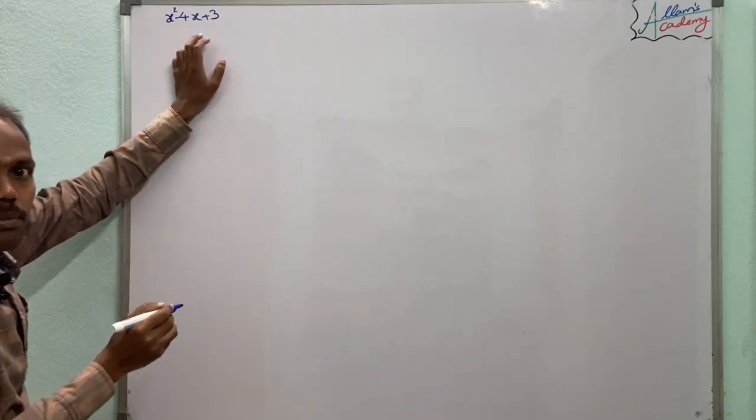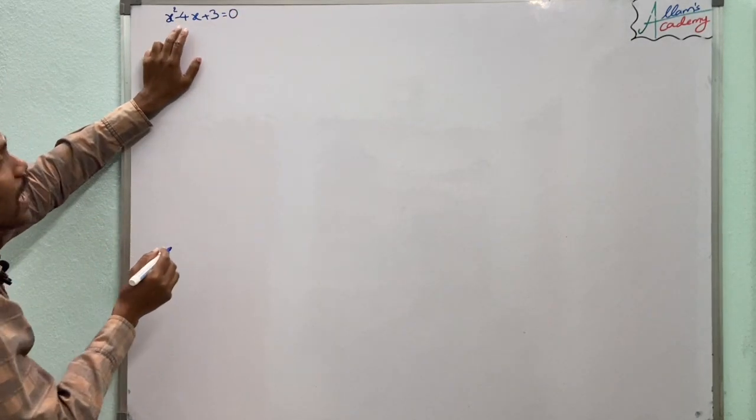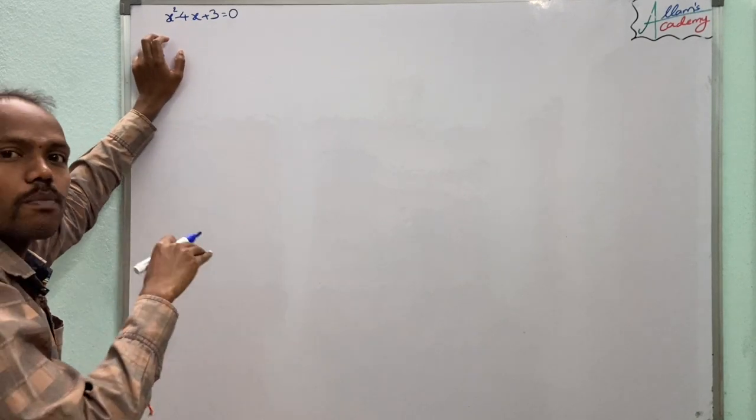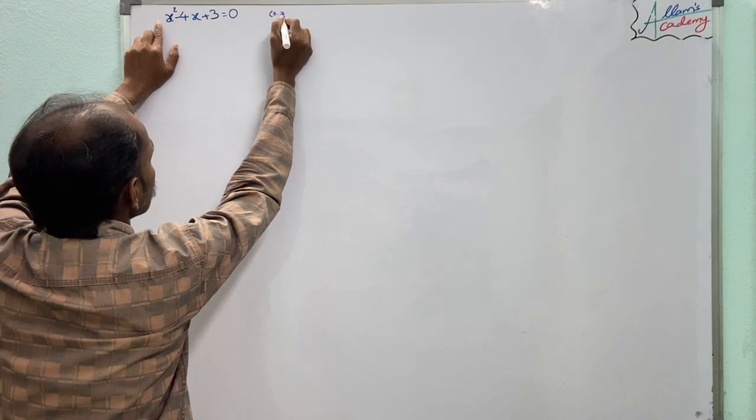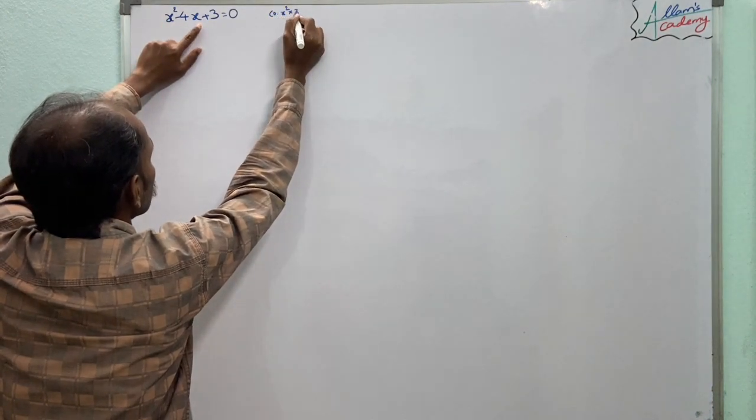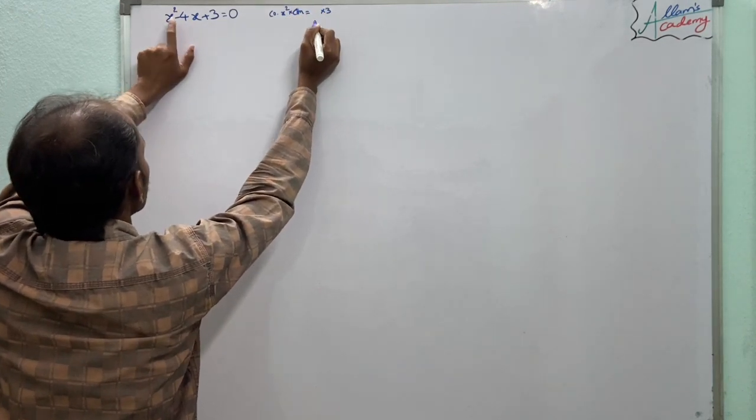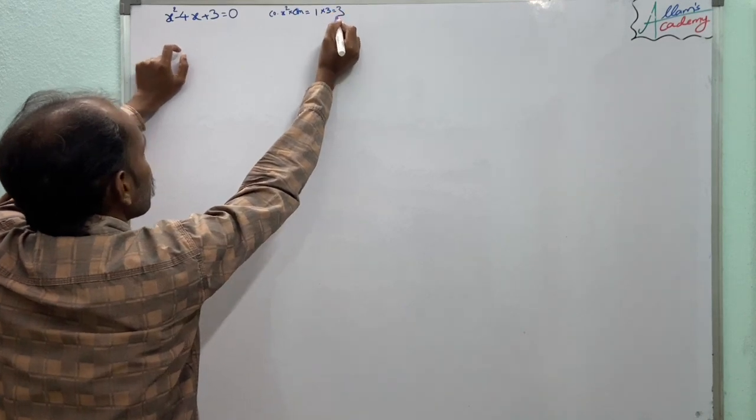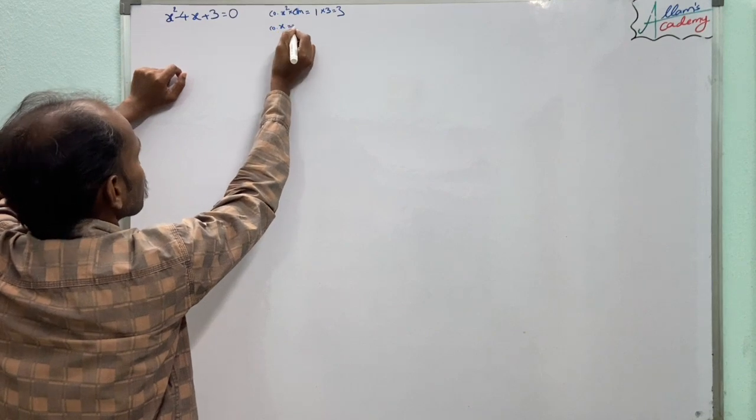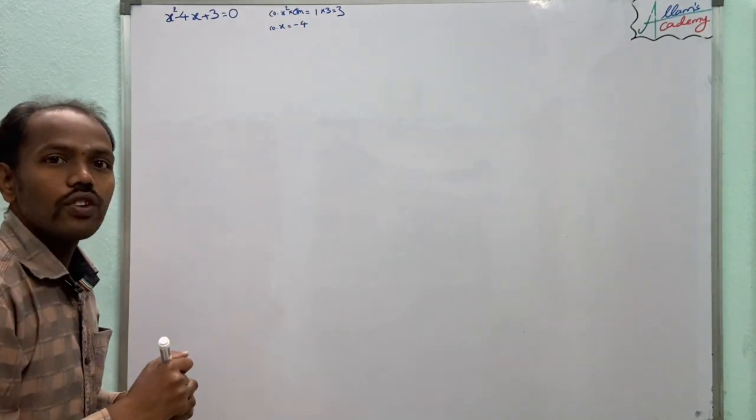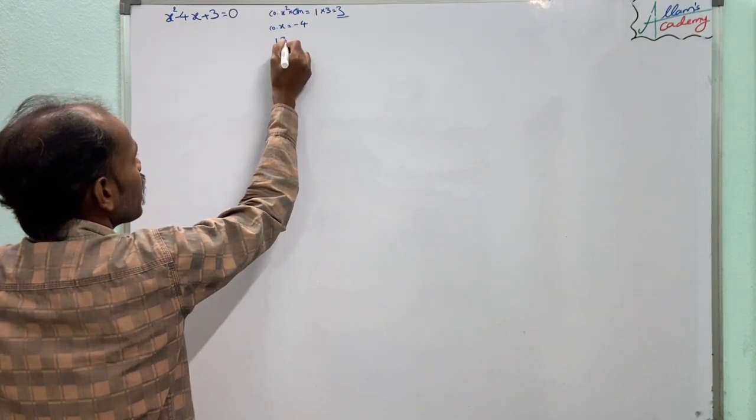To find the zeros of this polynomial, we take it equal to 0. For that, we multiply the coefficient of x square and the constant term. The constant term here is 3 and the x square coefficient is 1, so 1 into 3 equals 3, and the coefficient of x is minus 4. The factors of 3 are 1 and 3.